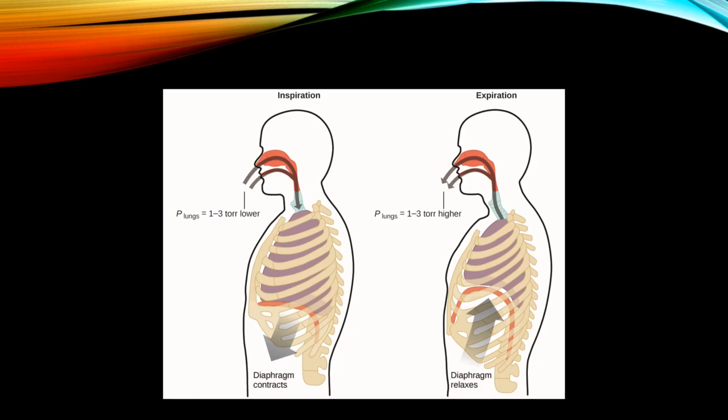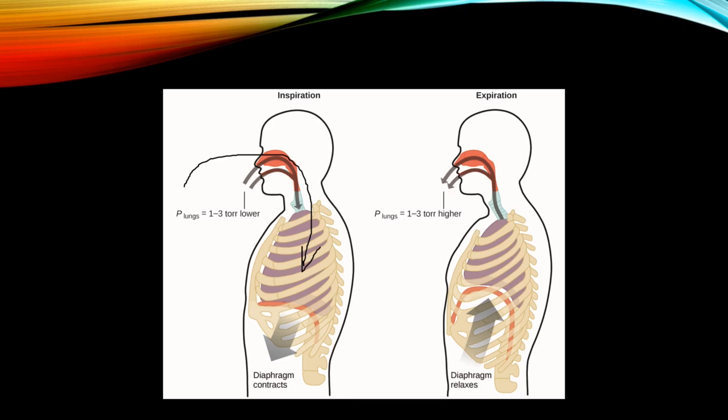A good example of this is how we breathe. We are surrounded by about 1 atmosphere of atmospheric pressure, or 760 torr. And when we breathe, our diaphragm contracts. And what this does is it increases the volume inside our chest cavity. That makes the pressure inside our chest cavity lower than the atmospheric pressure. And so air rushes in. And this continues until the pressure is the same on the inside and the outside.